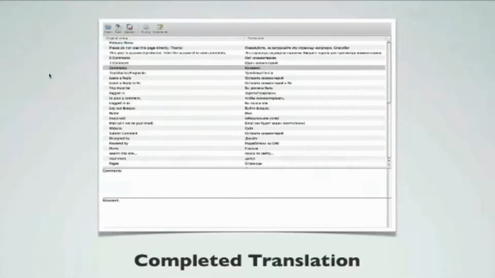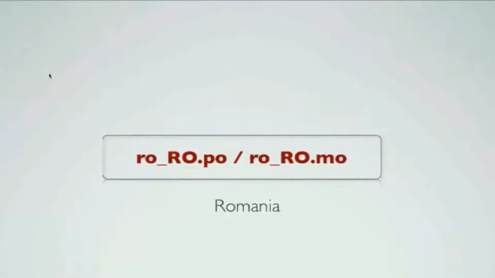For example, if you were translating to Romania, you would name the files as shown here, making sure the .po and .mo extensions are present. Another example would be English, as shown here, again making sure the .po and .mo extensions are present. The only thing left to do is change the language code in the wp-config file as discussed previously.